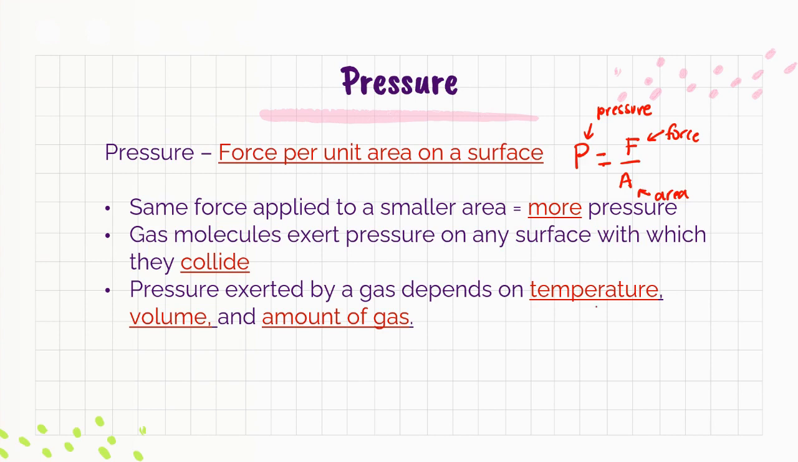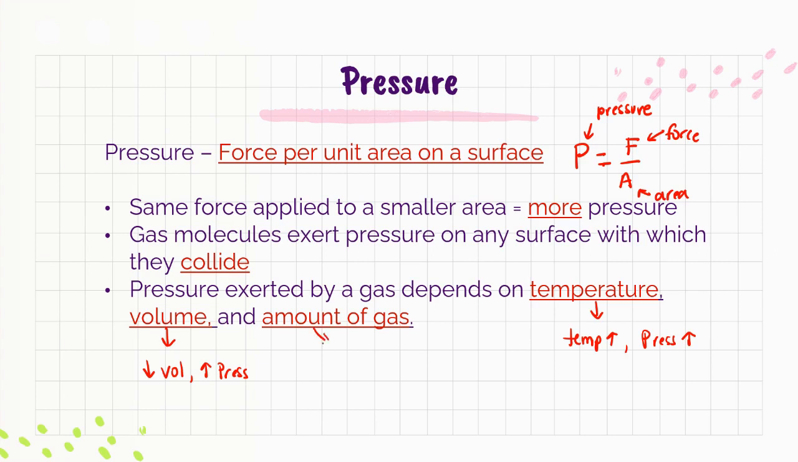So, just thinking about temperature, if we increase temperature, then pressure will increase because the particles are moving quicker, and they'll hit the sides of the container more frequently. Volume: if we decrease the volume, so we make the container smaller, then the pressure will increase. The pressure will go up because there's less space for the particles to move around in.